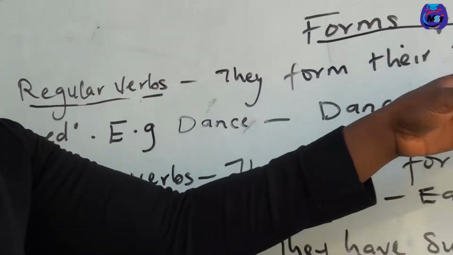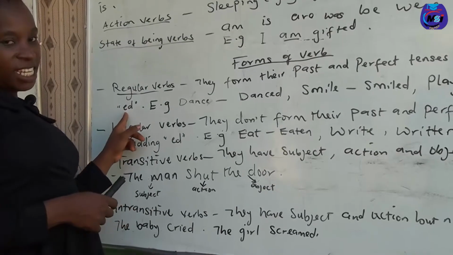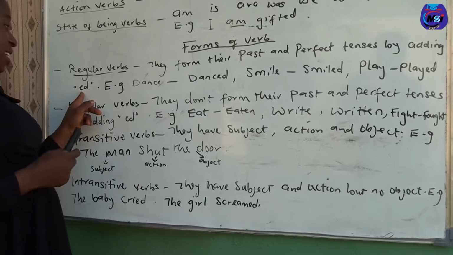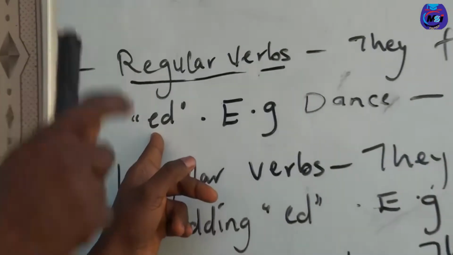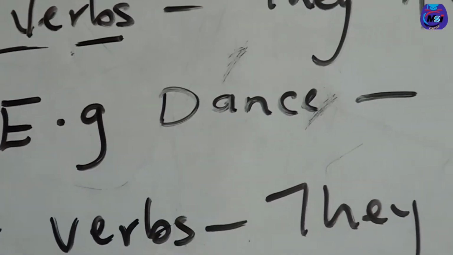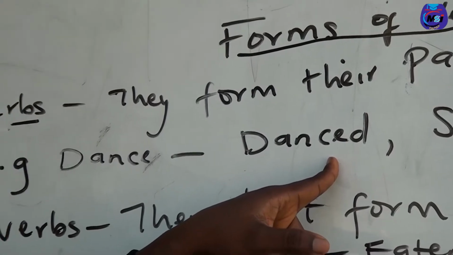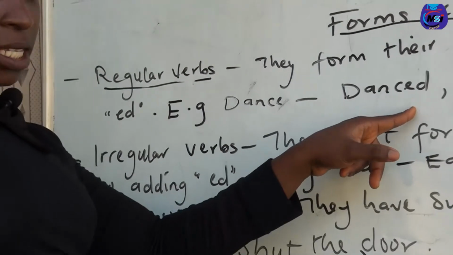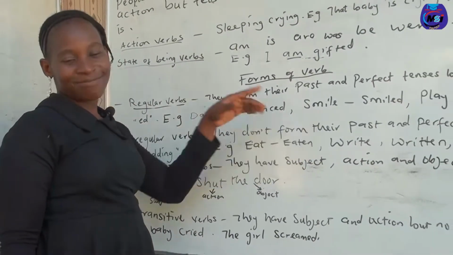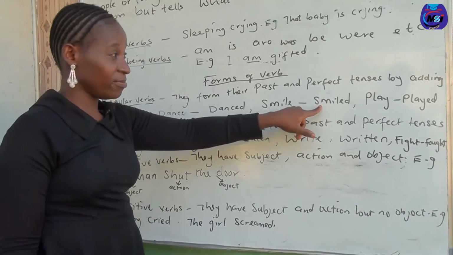They form their past and perfect tenses by adding ed. It may not sound like ed when you combine it with the word. All right, let's look at examples. We have dance. The action, danced. Are you seeing it now? I didn't say danced, danced. Just ed. Smile, smiled. Are you getting it now?